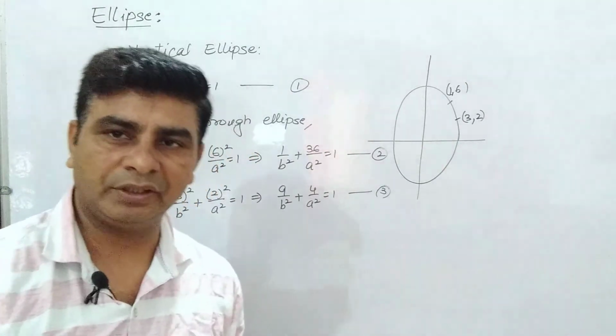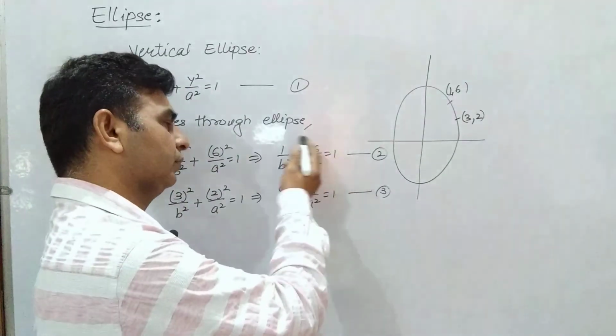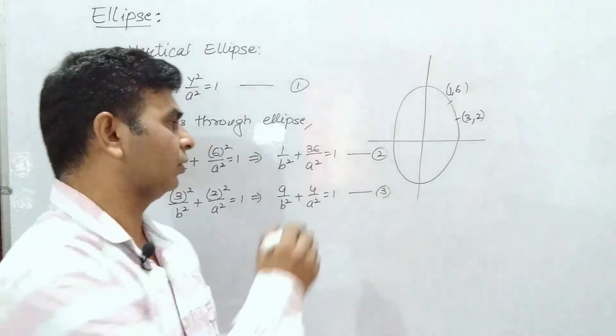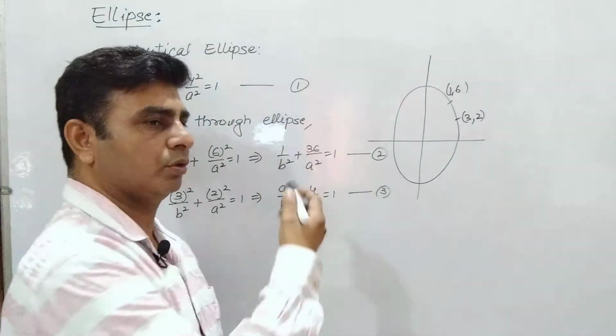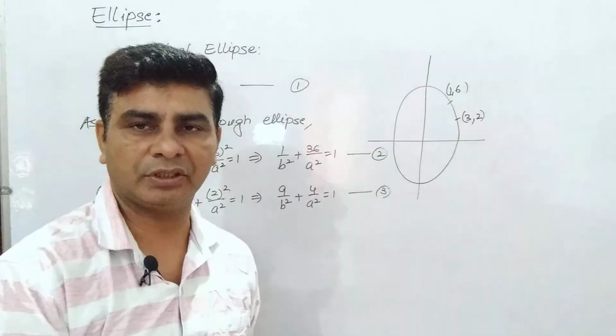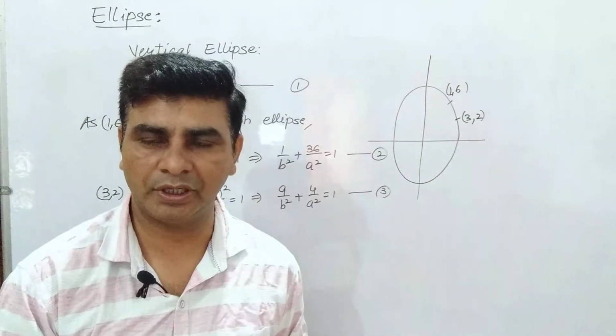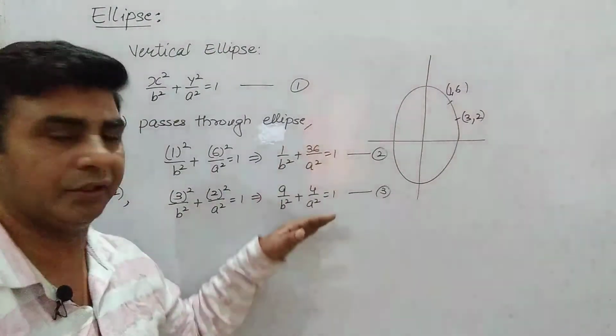And one more method is there in which you will not take any substitution. You will not take 1 upon b square is equal to t or 1 upon a square is equal to u. आप मत लीजिएगा ना 1 upon b square को t, ना 1 upon a square को u लेट कीजिएगा. Let me solve directly.